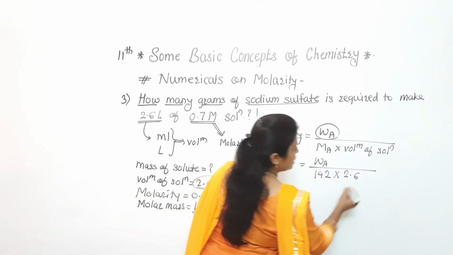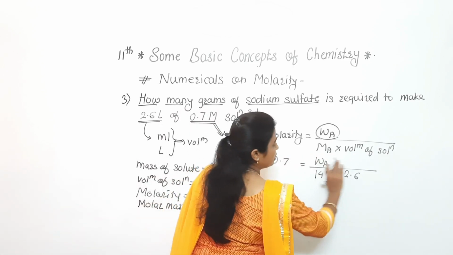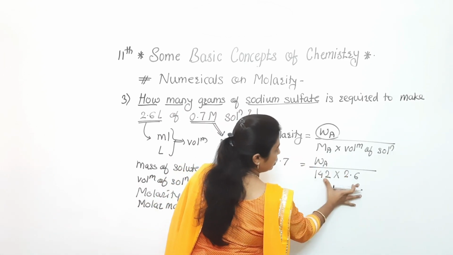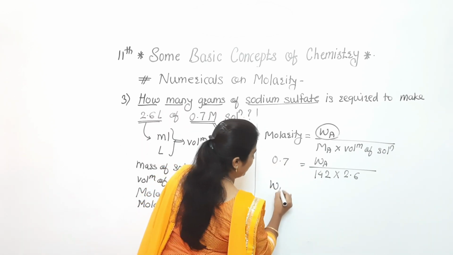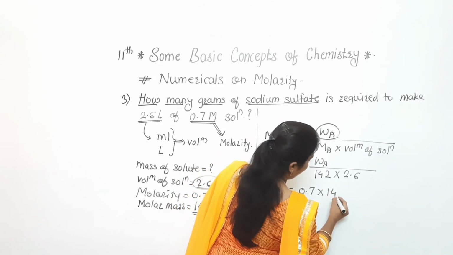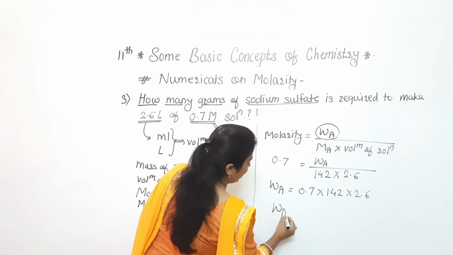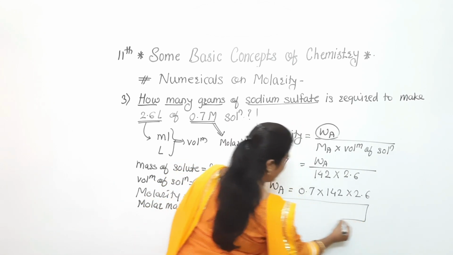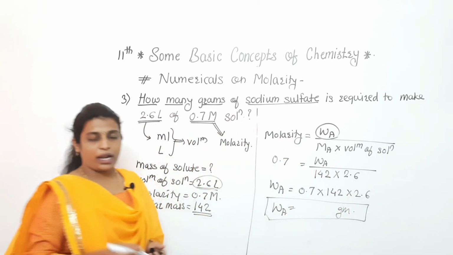So 2.6. Now see, Wa we want to find out, so we will keep it on one side, just that divided terms will get multiplied with that 0.7. So Wa is equal to 0.7 into 142 into 2.6. So after calculation of this, you will get how much quantity of that solute is required, and its unit will be gram.